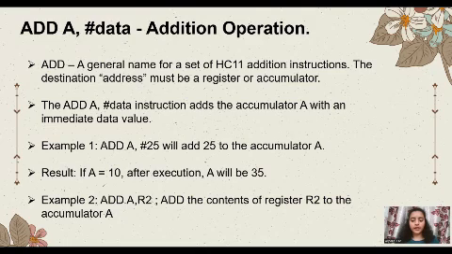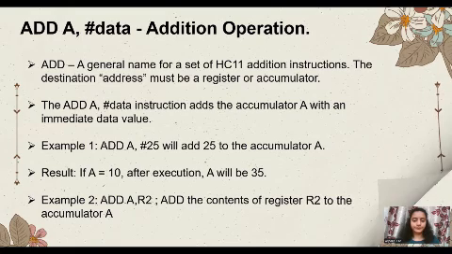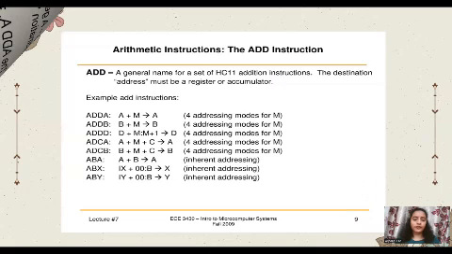It will add 25 to the accumulator A, so that A becomes 25. If I then give ADD A, #10, A already has 25 and I am adding 10 to that. After the execution, A will become 35. Like that, example 2: ADD A, R2. Whatever the contents of register R2 are, they will be added to the accumulator A. So these are a few examples of the addition instruction.